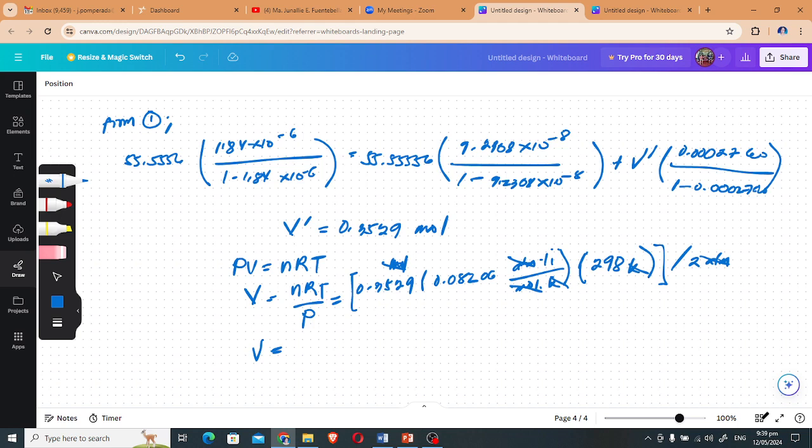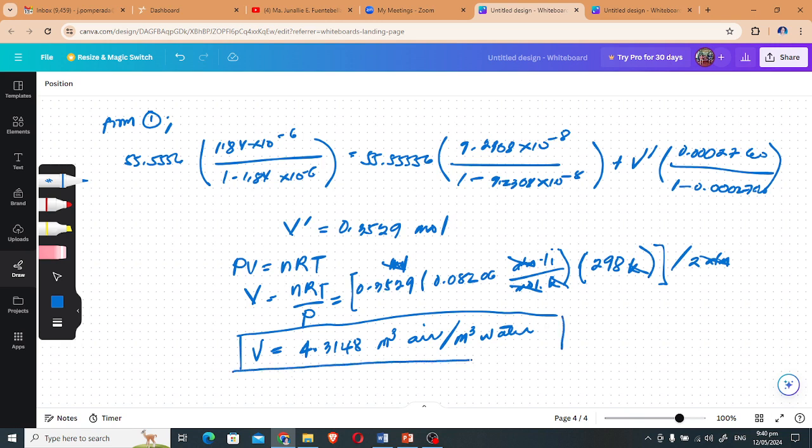So you have a volume already of 4.3148. So this will be cubic meter of air. This much air is needed to reduce the given concentration of benzene in water. So this is per cubic meter of water. Okay, so this is the first requirement of the problem. What is the V? Or this is actually based on our column, this is already our V1.